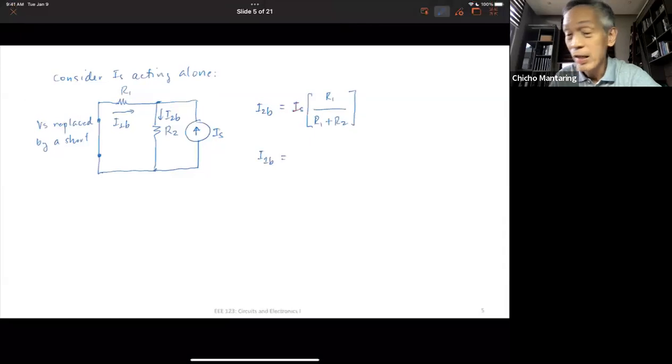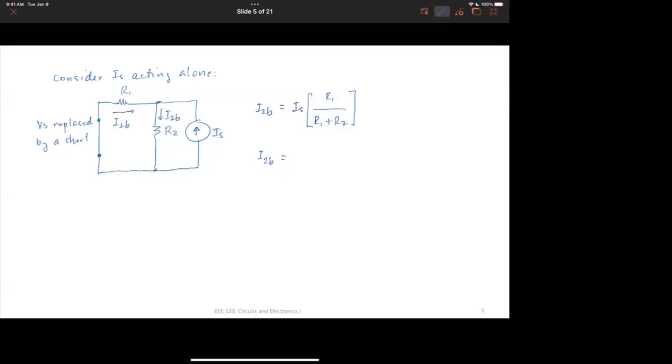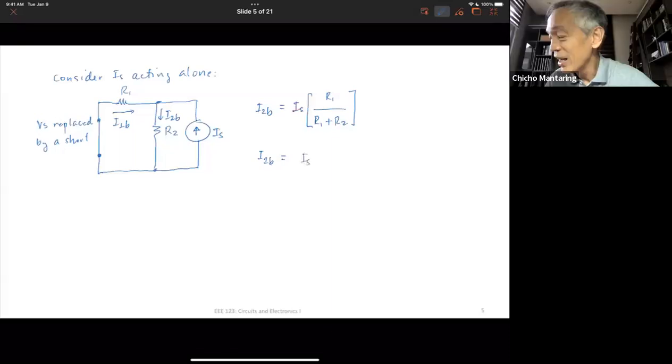What about I1B? Who can tell me what is I1B? Anyone? Trying to wake you guys up. Siri again, what is I1B? It will be IS times R2 all over R1 plus R2.